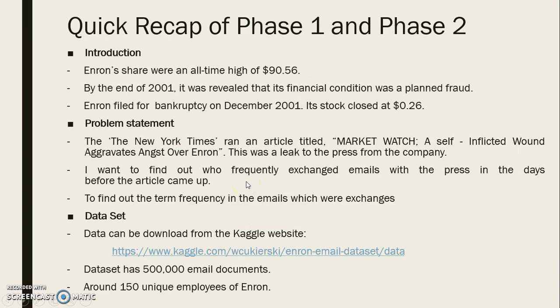Before going to Phase 3, just a quick recap of what happened in Phase 1 and Phase 2. I introduced the data set of the Enron Email Company, what happened at Enron, and the problem statement, which states that before the company even went into bankruptcy, there was an article in the New York Times which stated Market Watch, which was very interesting because this news was actually leaked by one of the members from the press.